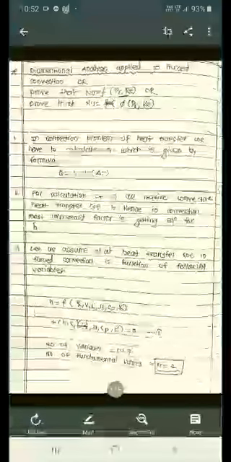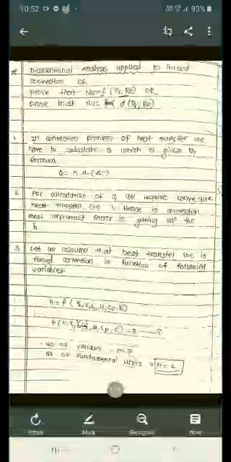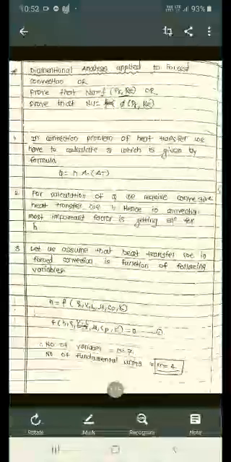Hello friends, today we are going to see the derivation of dimensional analysis applied to forced convection, or prove that Nu is equal to a function of Prandtl and Reynolds.